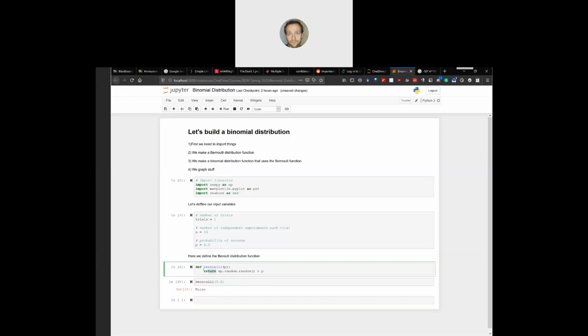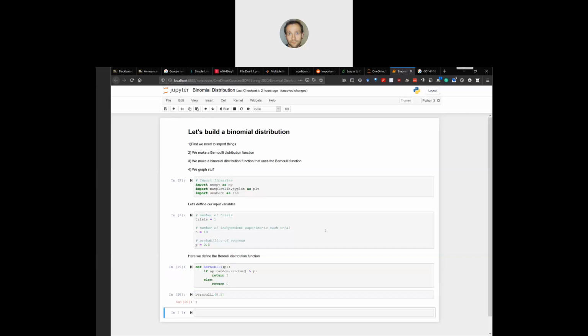I would prefer it to return a 1 or a 0, though. So I'll say that if this is true, return 1, else return 0. Okay, so this is our Bernoulli random variable now. So the Bernoulli function, it's not equal to 1, it's not equal to 0. You'll see it equals 1 or 0 with a certain probability.